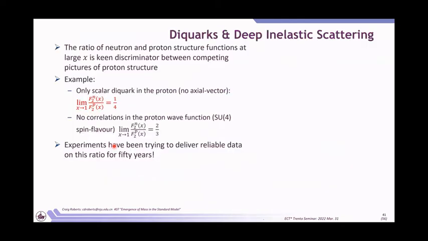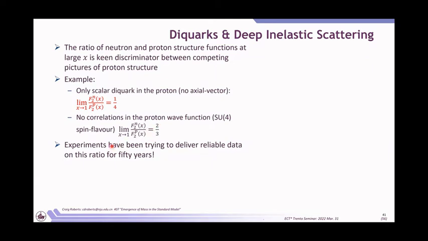So let's look at one type of physics that we can do and explain in terms of diquarks. That's deep inelastic scattering. We have a neutron and a proton, and the ratio of their structure functions at large x is a very keen discriminator between competing pictures of proton structure. Suppose, as was done 40 years ago, that only a scalar diquark exists in the proton, no axial vector. Then this ratio will be 1/4. The other extreme is to suppose that there are no correlations in the proton wave function, just an SU(4) spin-flavor wave function. Then the ratio is 2/3.